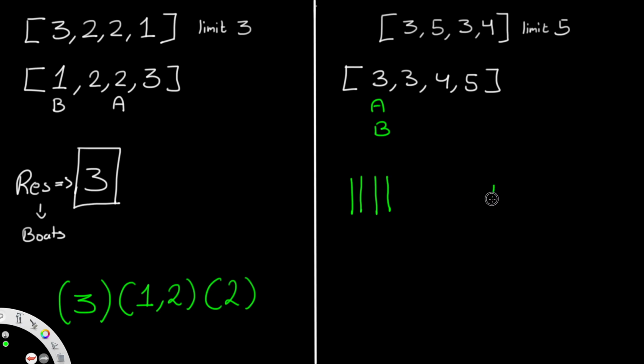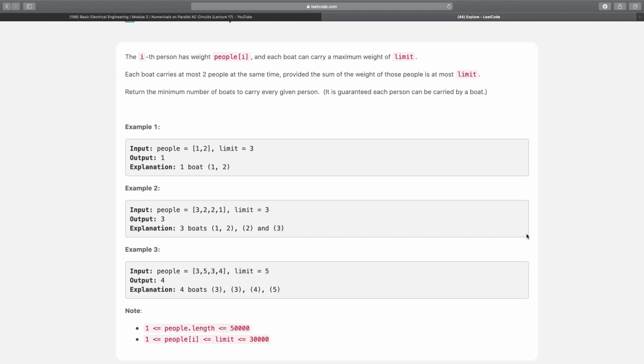So for this over here, everyone goes in their own boat and they're all going to have a value of 4. So that's going to be it for our solution. Okay, so this should be it for our solution, and I think it's not too hard to understand. And now all we're going to do is look at the code for the solution.